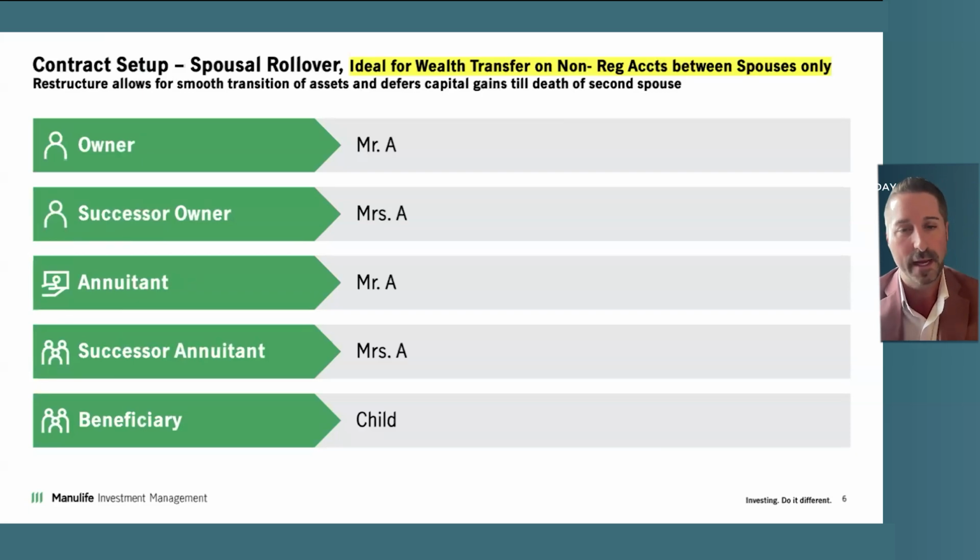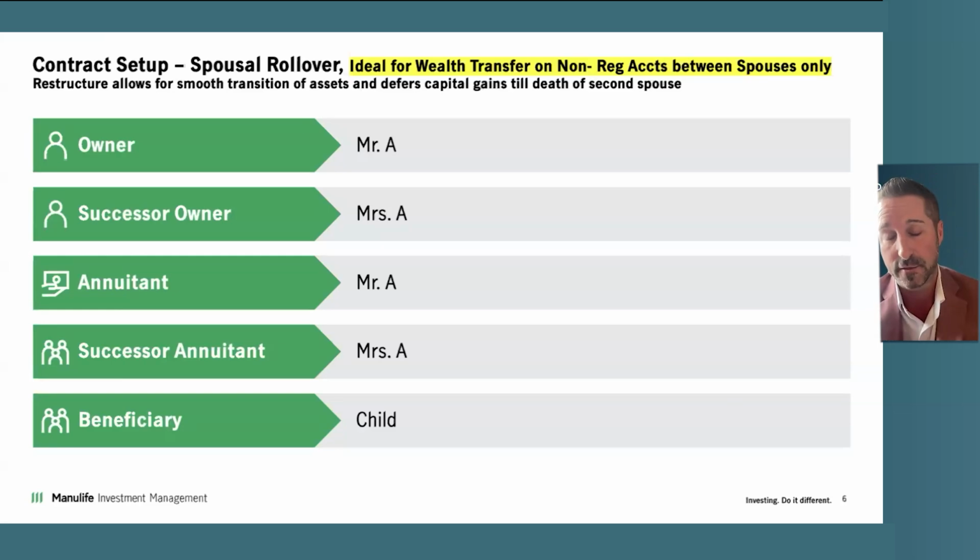A. Now, it may not sound like a massive opportunity or a massive planning point, but in my mind, it could be, because if Mr. A is sitting on a big accrued capital gain, a few $100,000, why pay tax now when you can pay it later? So make sure you're doing that.